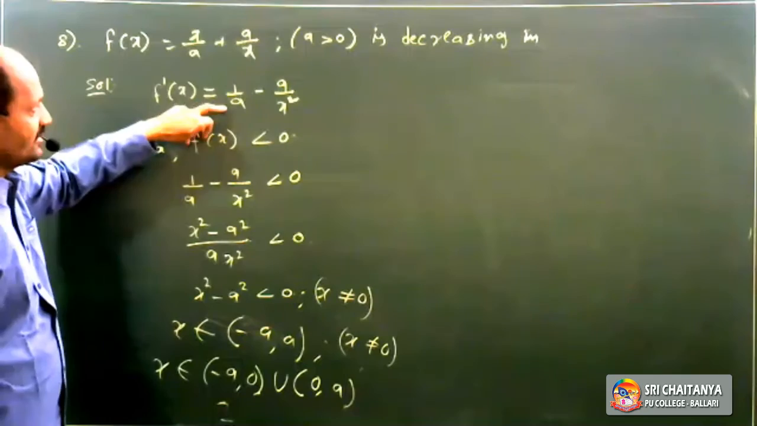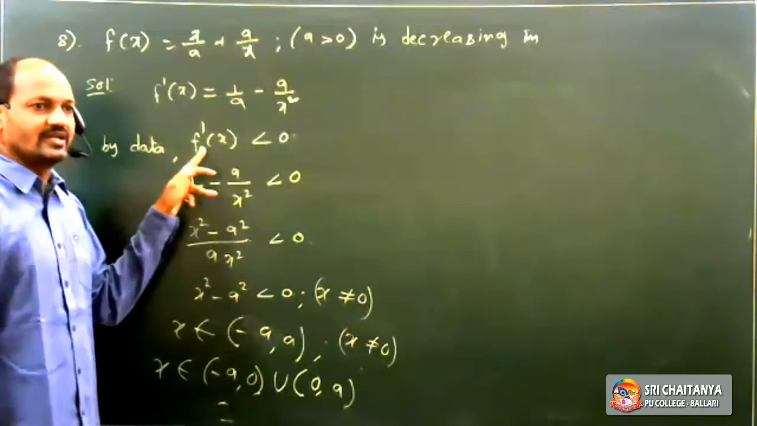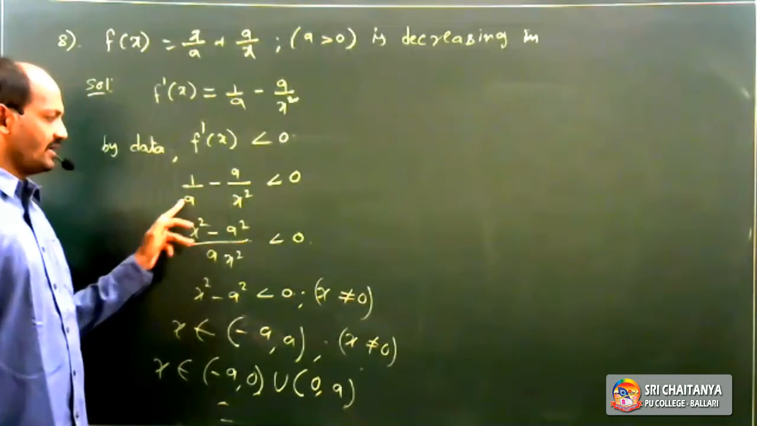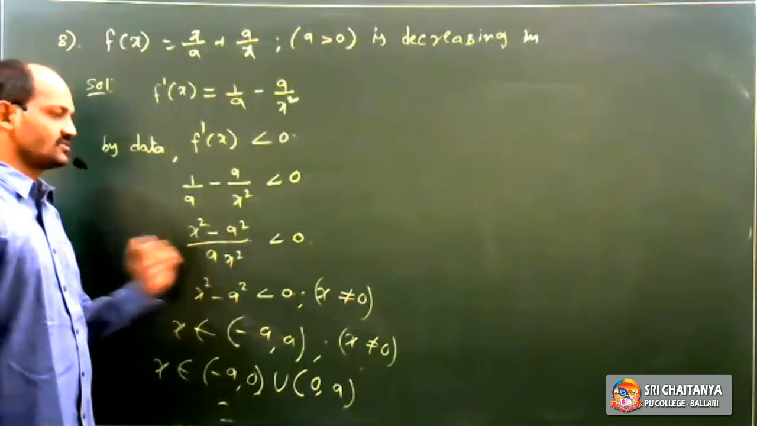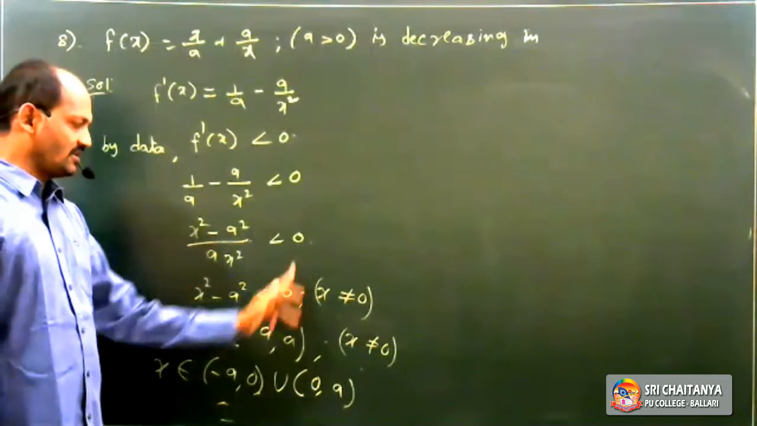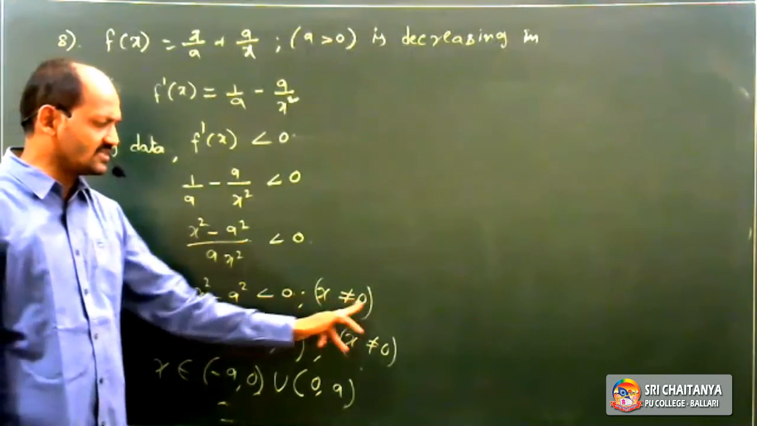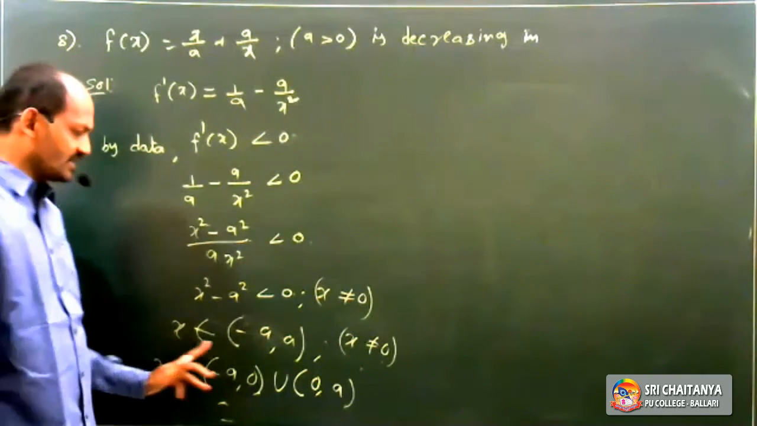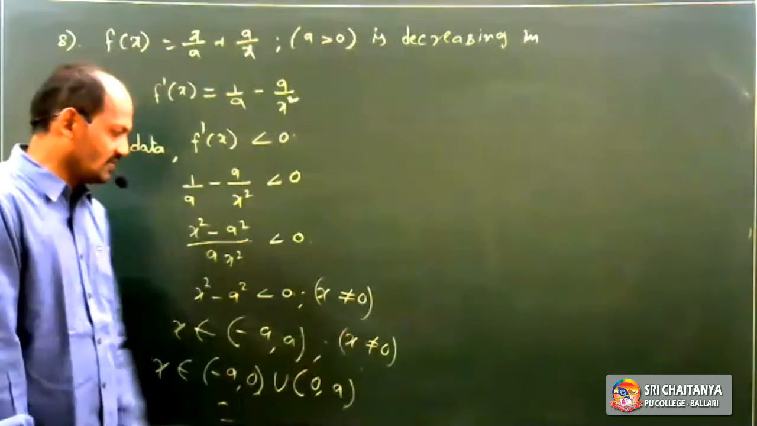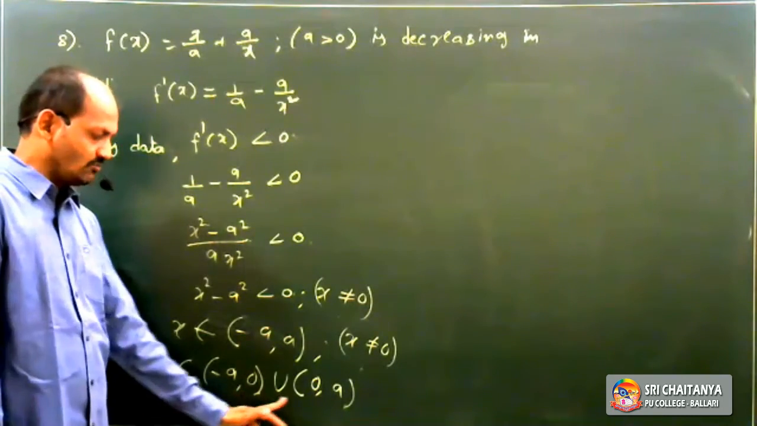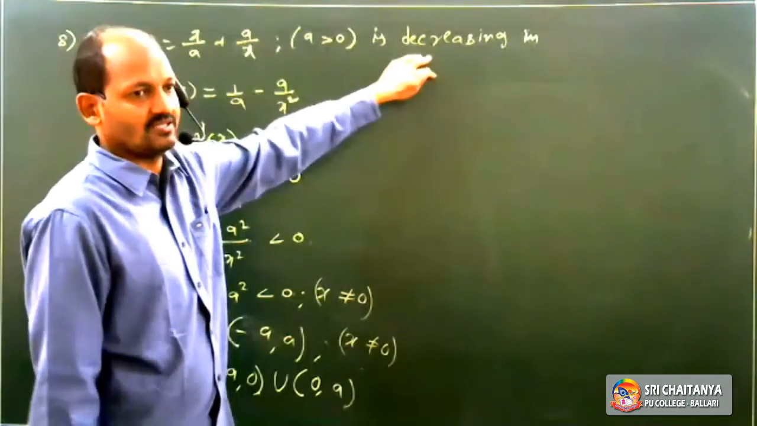Derivative of x by a is 1 by a, of a by x is minus a by x square. It is a decreasing function. Decreasing function means less than 0. By taking LCM, we get a x square. By cross multiplication, x square minus a square is less than 0, and x is not equal to 0. So clearly x belongs to minus a to a, but x is not equal to 0, that means minus a to 0, union 0 to a. In this interval, the given function is decreasing. Okay, right, done?